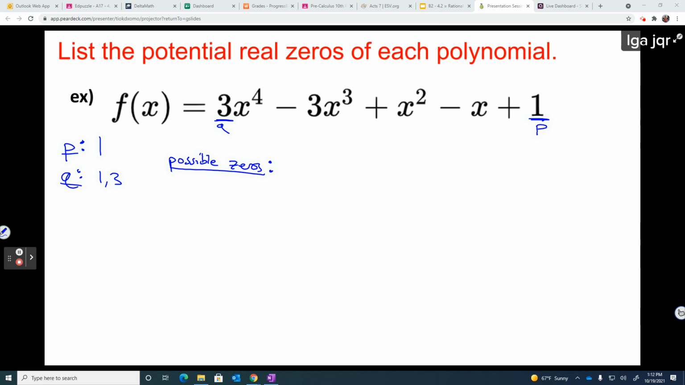So what we do is we just write each p over each q and put a plus or minus in front. So plus or minus 1 over 1 and plus or minus 1 over 3. And generally we would simplify this. 1 over 1 you can just write as 1. And you can even do that when you write it the first time if you want to. And 1/3. Those are the only numbers that are possible for the real zeros. There's only 4 possibilities. It wouldn't be that hard to then check these. We could check them using synthetic division. Figure out how many there are.